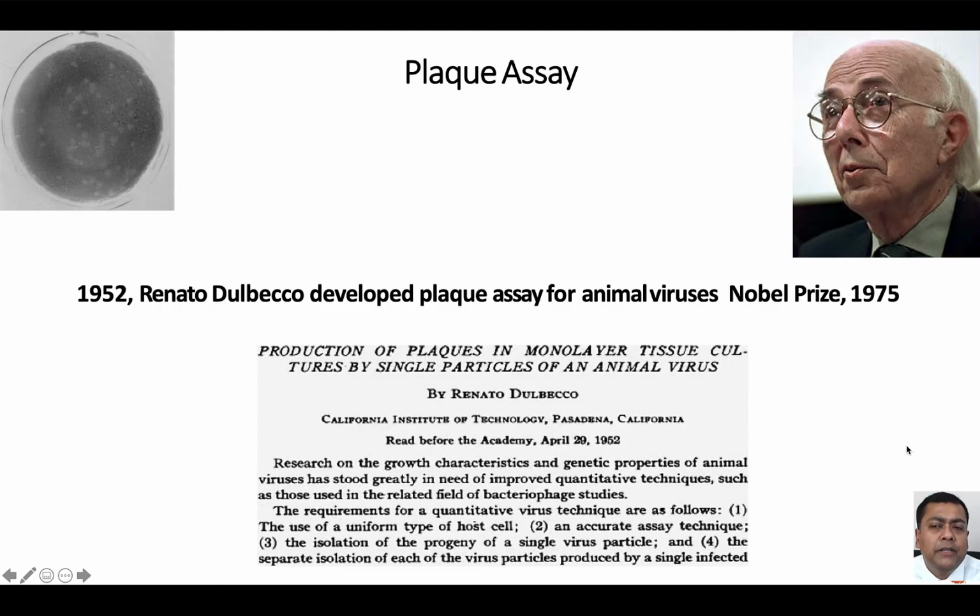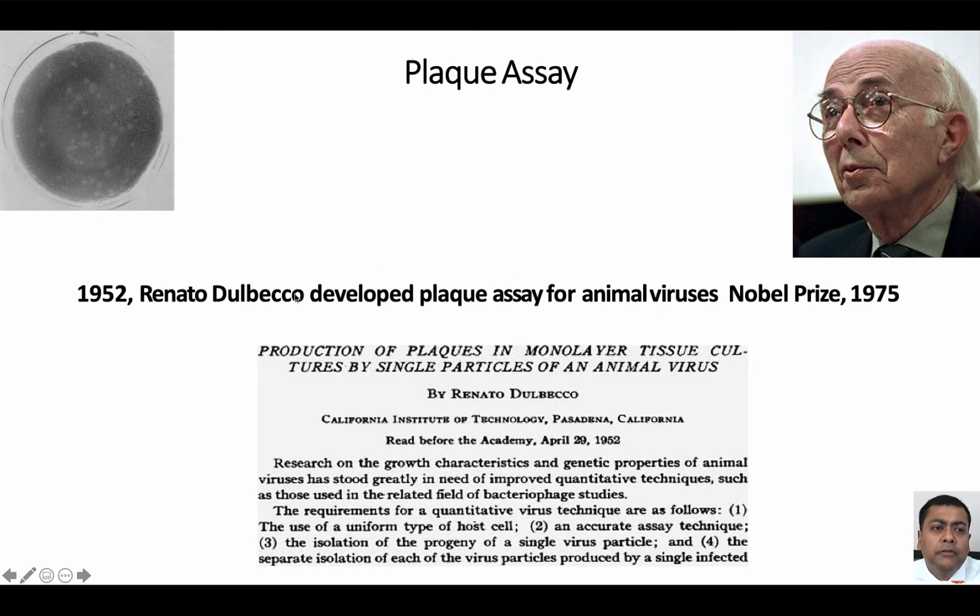So in 1952, Renato Dulbecco developed the plaque assay, and it revolutionized virology. It is a classic assay. Many viruses do produce these plaques, but again, remember that not all viruses produce plaques. You have to measure them by different means, but many viruses produce plaques, and it's a very elegant assay to assay the viruses. And he also received the Nobel Prize in 1975 for a different discovery. We're going to talk about that.